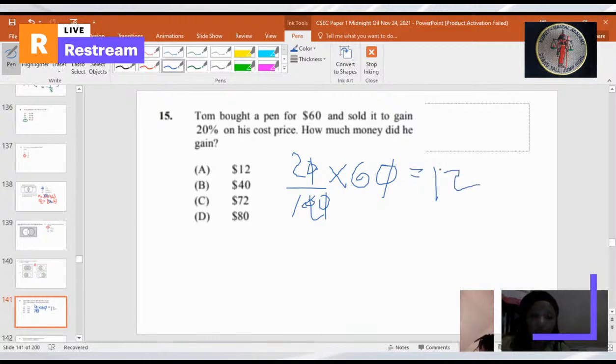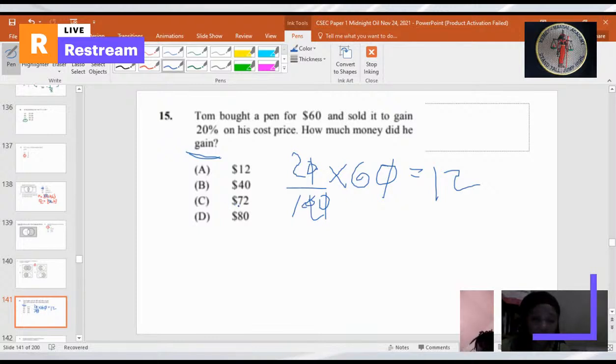Because they only wanted to know how much money did he gain, they didn't say how much money did he pay for the pen. Which would have been, if they wanted to know how much money he paid for the pen, the profit plus the $60, which is 72. And you notice the 72 is there, right? The 72 is there, waiting.